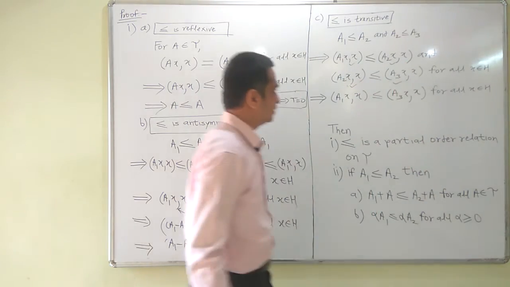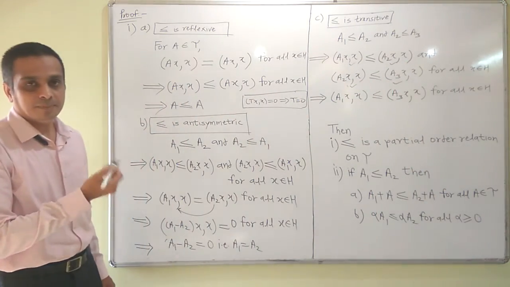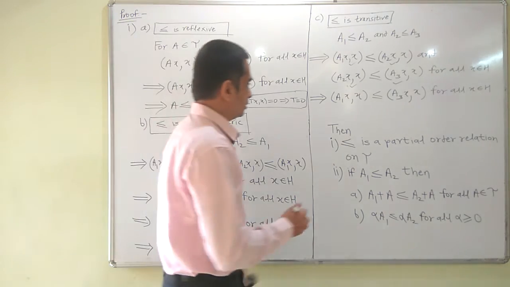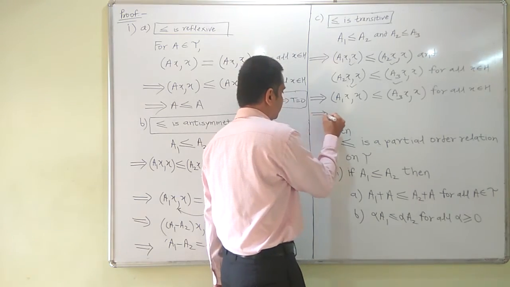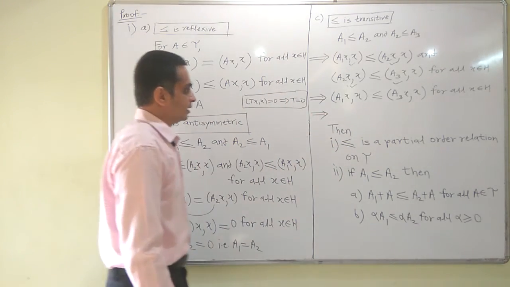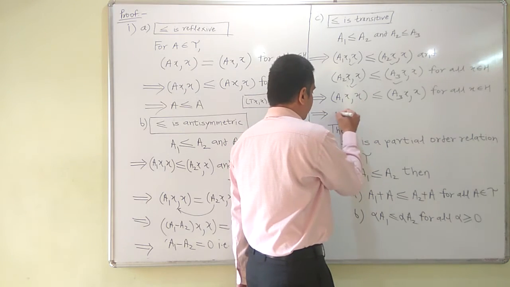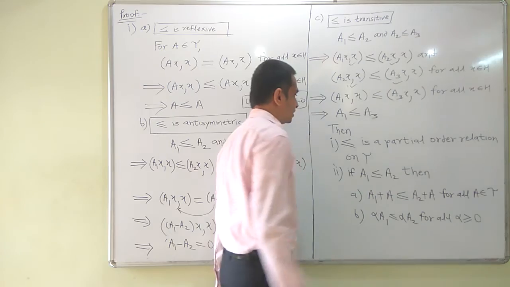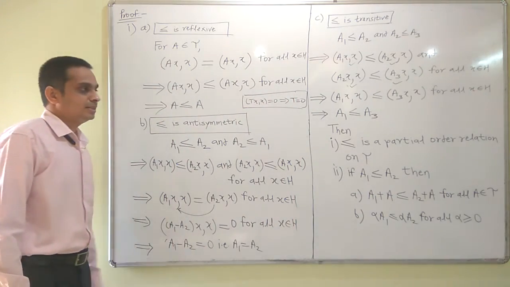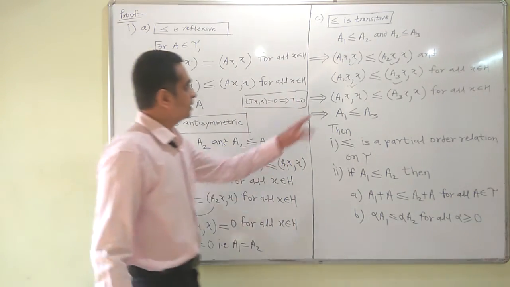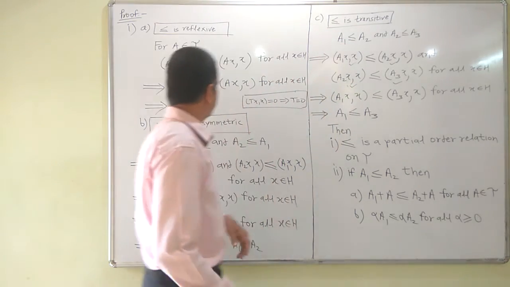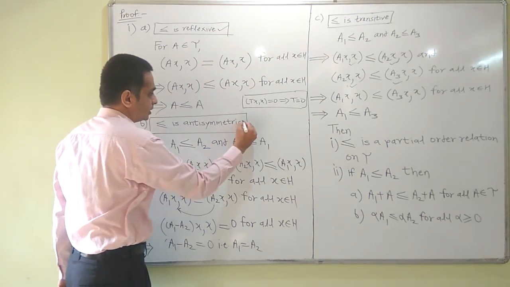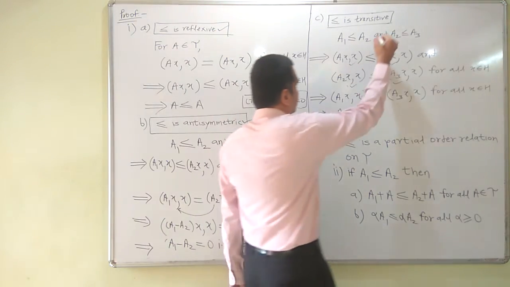So we know that if A is less equal to B and B is less equal to C, then we can write A is less equal to C. So by using transitivity of inequalities, we get this inequality, and by using the definition of less equal to relation, we can write that A1 is less equal to A3. So this proves that less equal to is transitive. Thus, this relation is reflexive, antisymmetric and transitive.